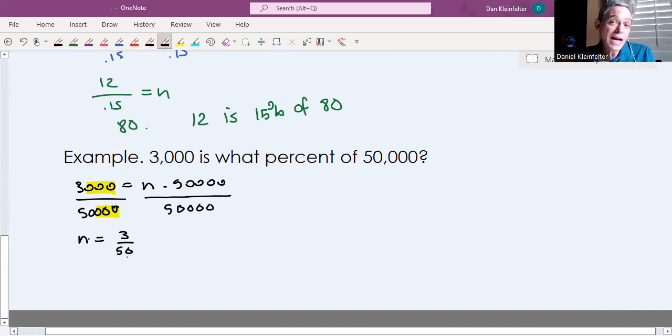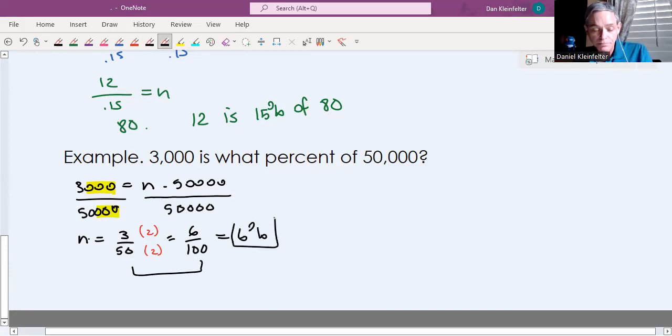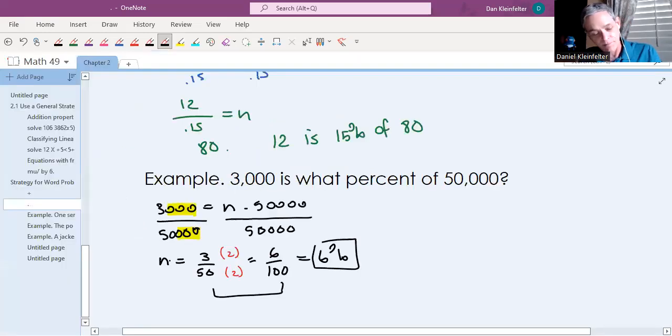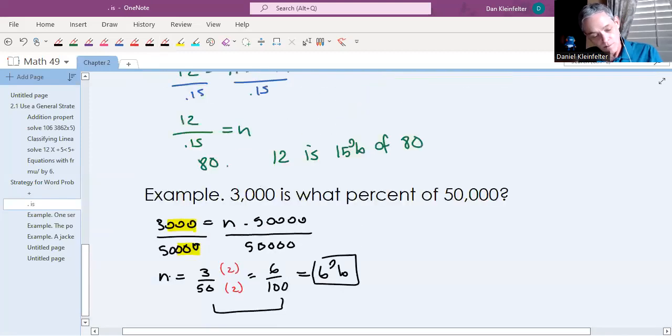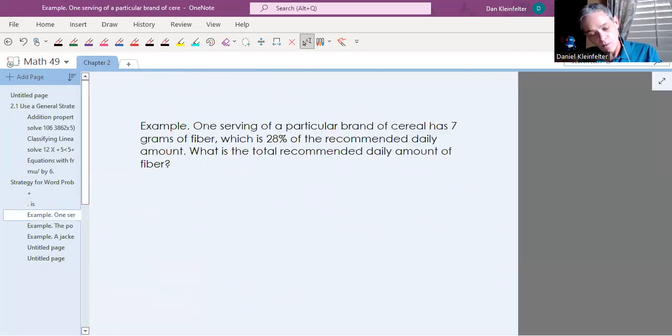And so we need to turn that into a percentage. The question is asking us what percent that is. So rather than doing a long division here to make it into a decimal, 50 divides evenly into 100. So it's cleanest to just multiply the top and bottom by 2. That will give you 6 100ths. 3/50ths is the same as 6 100ths. And 6 100ths is 6%. So 3,000 is 6% of 50,000. Okay.